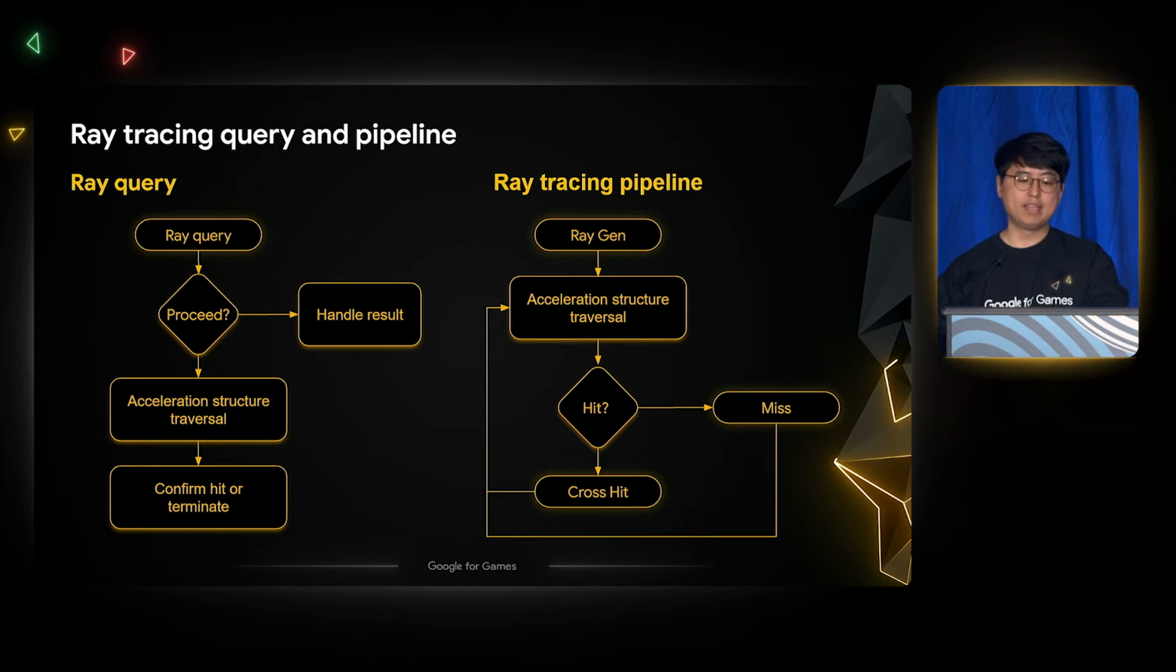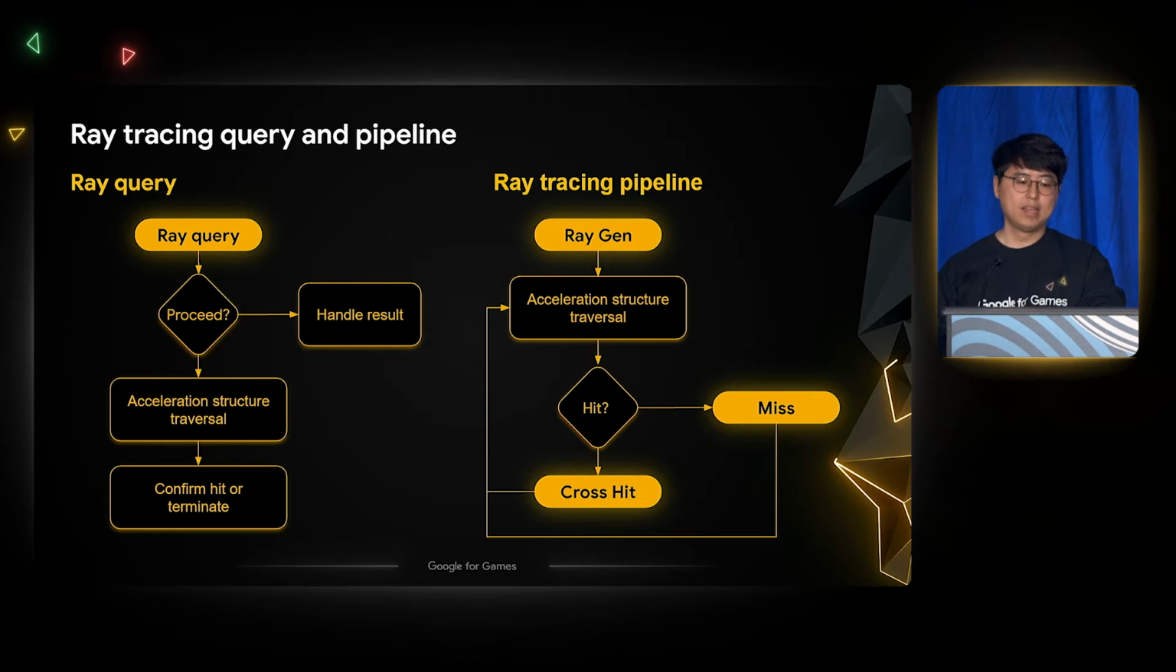Vulkan has two main ray tracing extensions. One is ray query, and the other is the ray tracing pipeline. Ray query is the simplest implementation, using just one shader in the fragment stage. The ray tracing pipeline provides more detail for implementing effects, like closest hit and miss shaders. So you can draw depending on whether the ray hit the object or not.